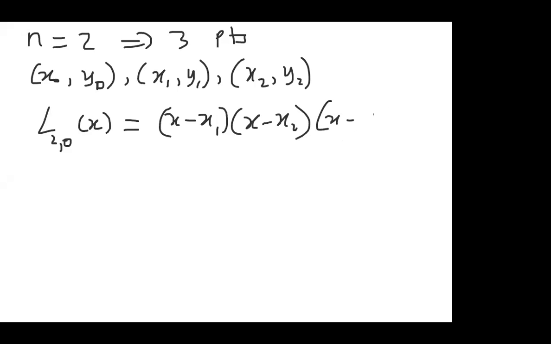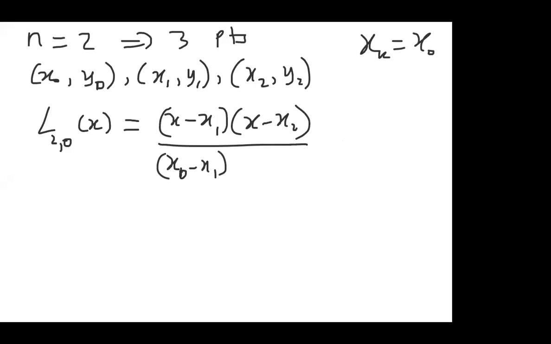Then I'll say this divided by evaluating that numerator at xk. So xk in this case is x0, right? Because k there is 0. So I'm going to say x0 minus x1 times x0 minus x2. So that's what I'm going to get.